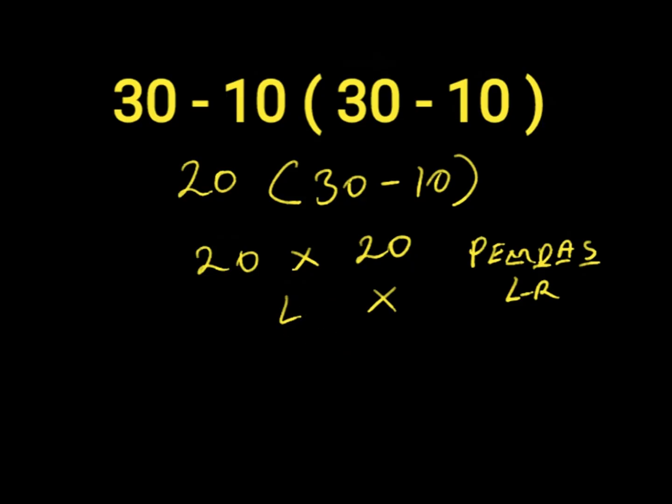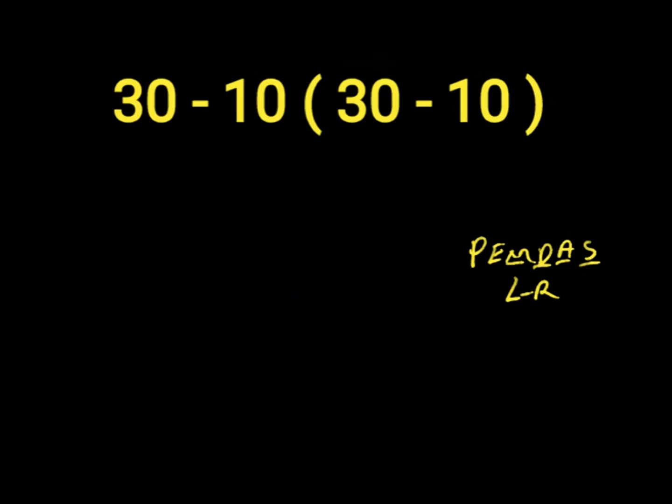Let's solve the right answer to this expression. We have to solve our parentheses first because it comes first according to the order of operation. 30 minus 10 will give us 20. Then we break down our 30 minus 10 times 20.